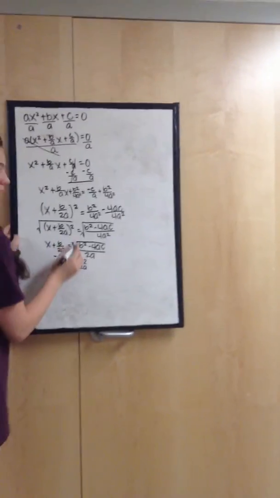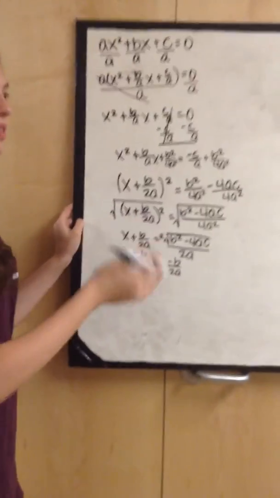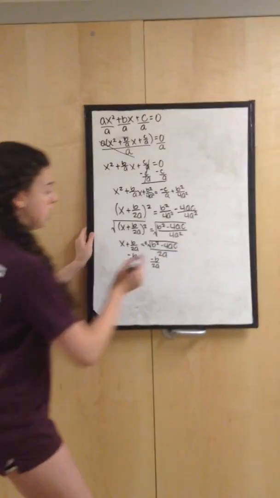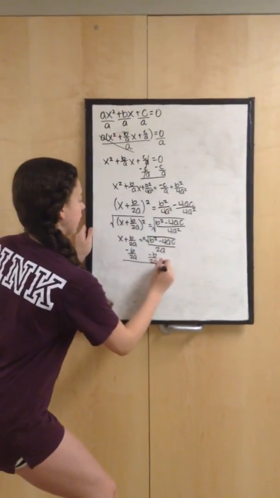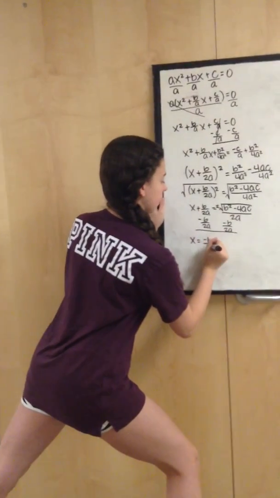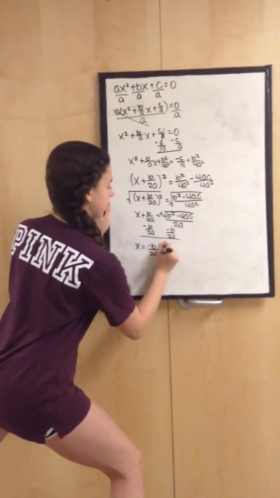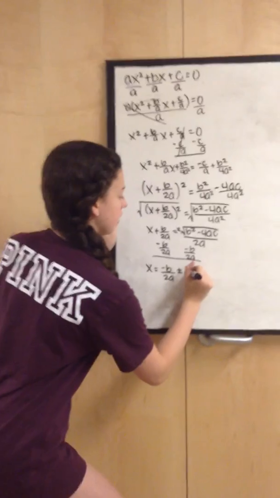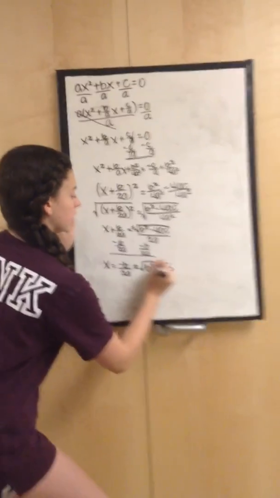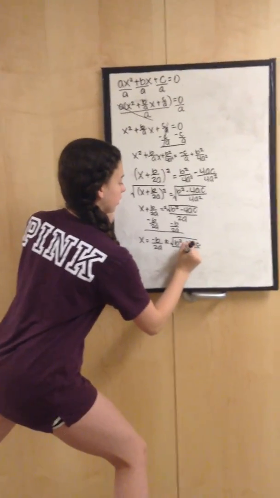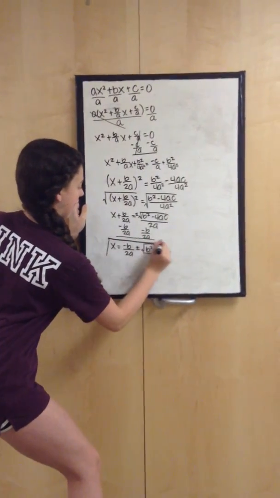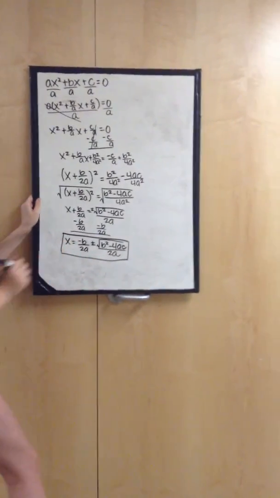Plus or minus, because a negative times a negative is a positive, and a positive times a positive is a positive. So then you're going to get x equals negative b over 2a plus or minus the square root of b squared minus 4ac all over 2a, and that is the quadratic formula.